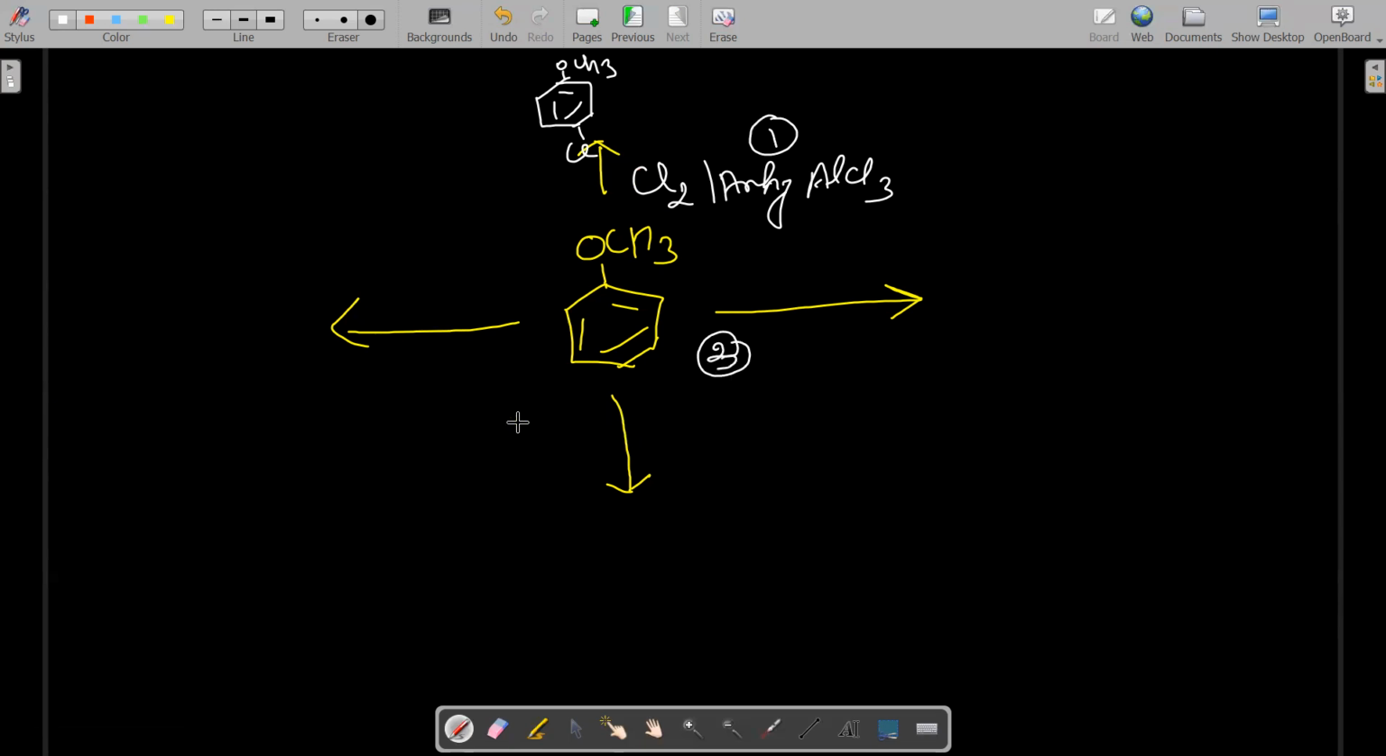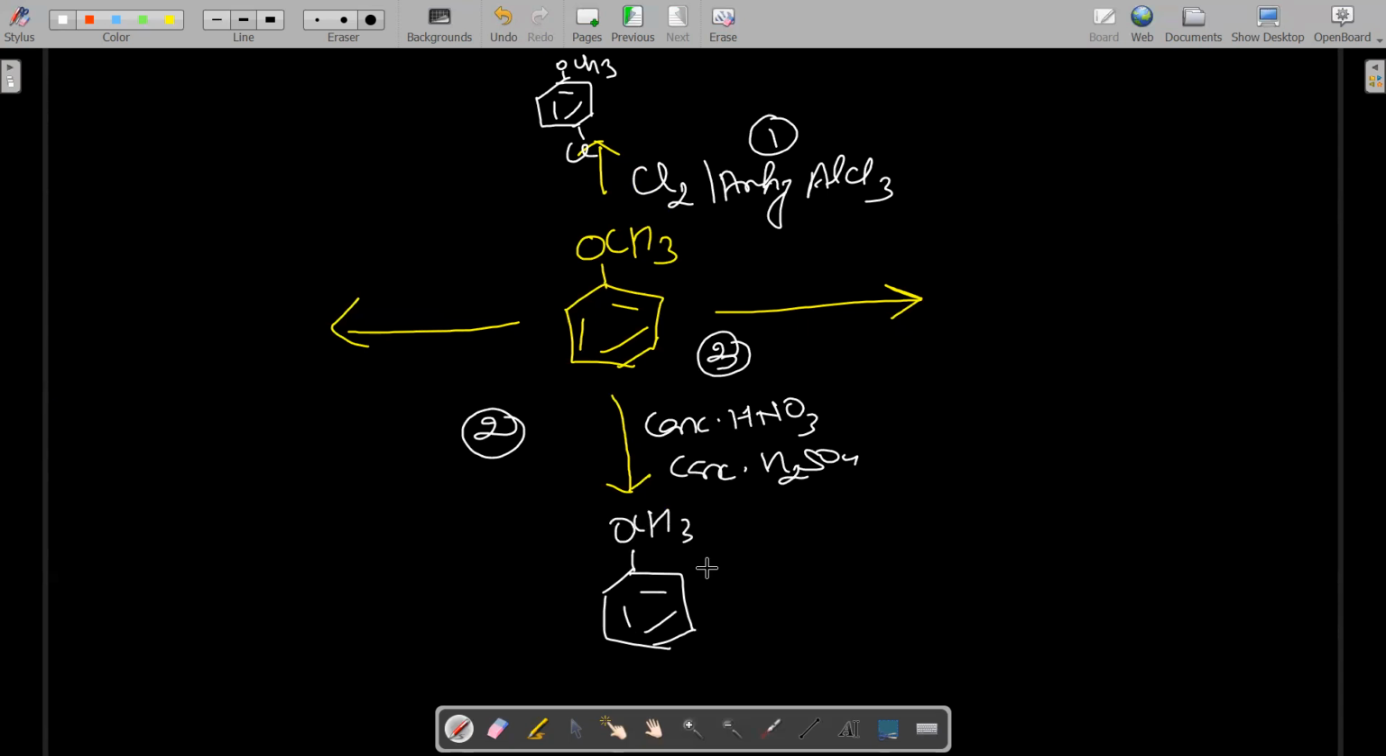Second, if I write the nitration reaction, what reagent is required? Concentrated HNO3 and concentrated sulfuric acid. And what product do we obtain? Nitroanisole, and this nitro group will be attached at ortho, giving ortho-nitroanisole, which is a minor product, and the second product which we get, that is para-nitroanisole, which is the major product. Okay, so this is the second reaction.